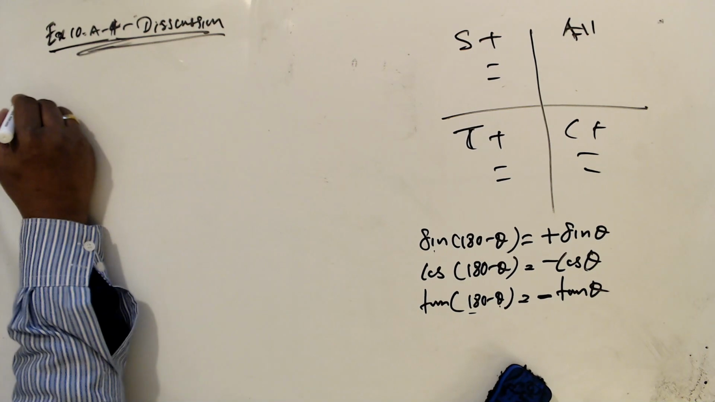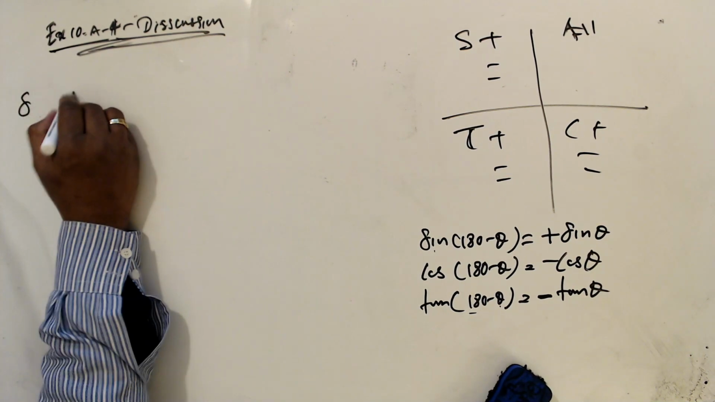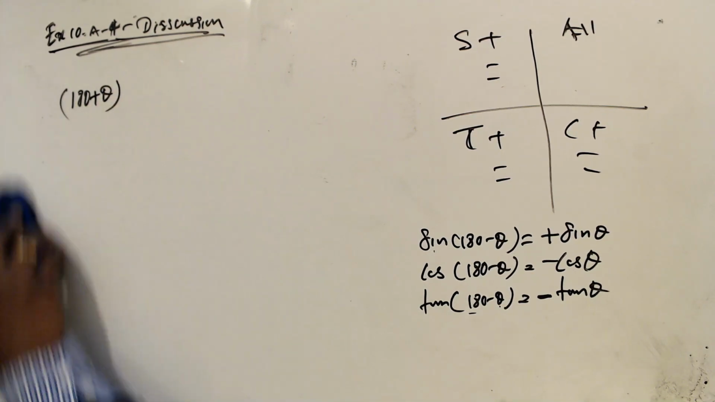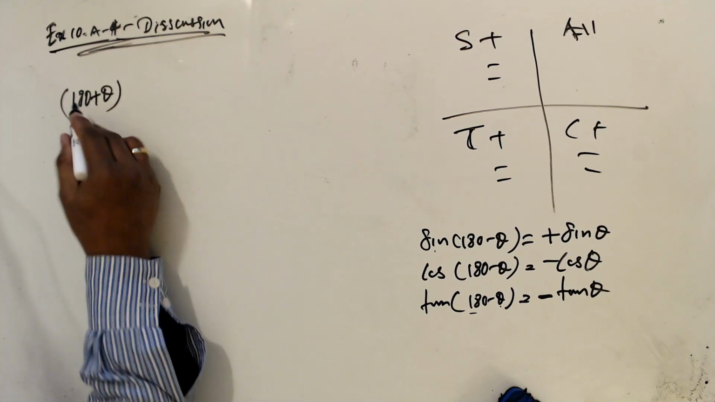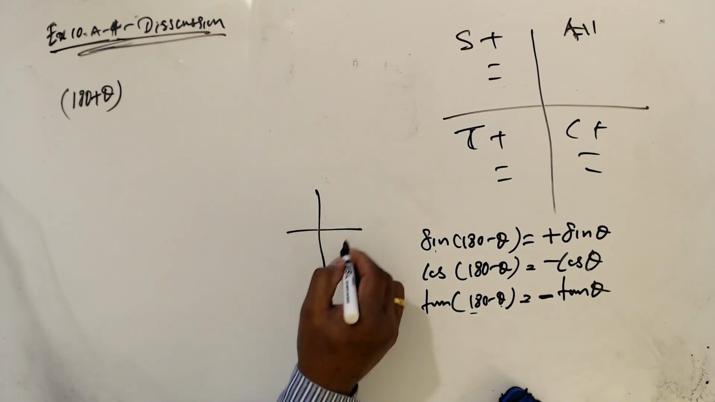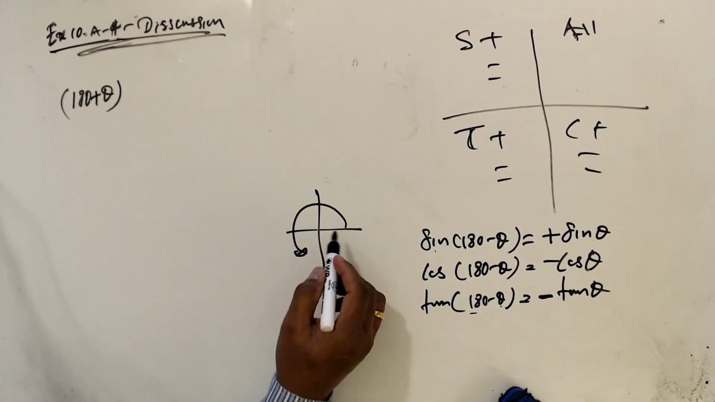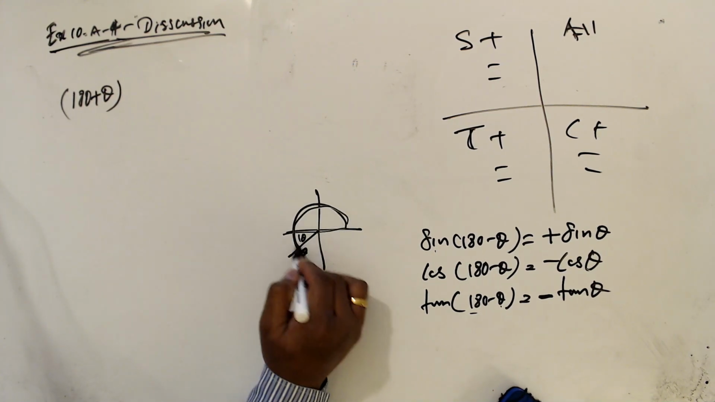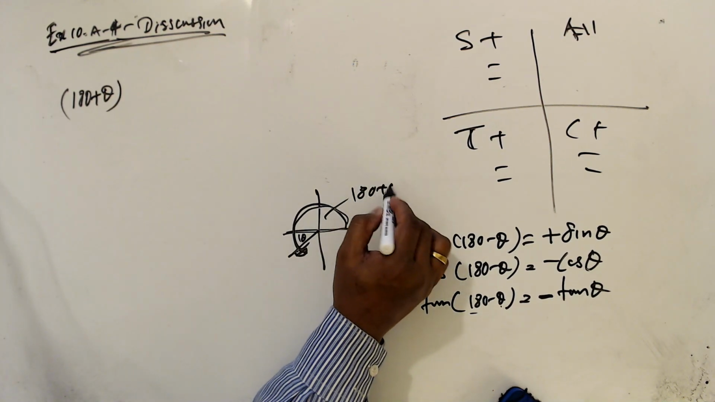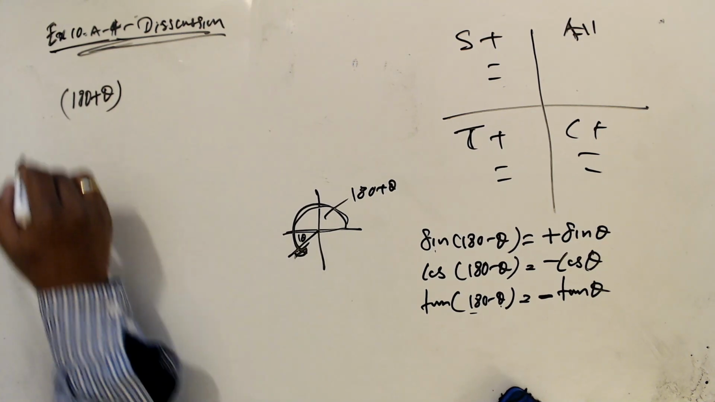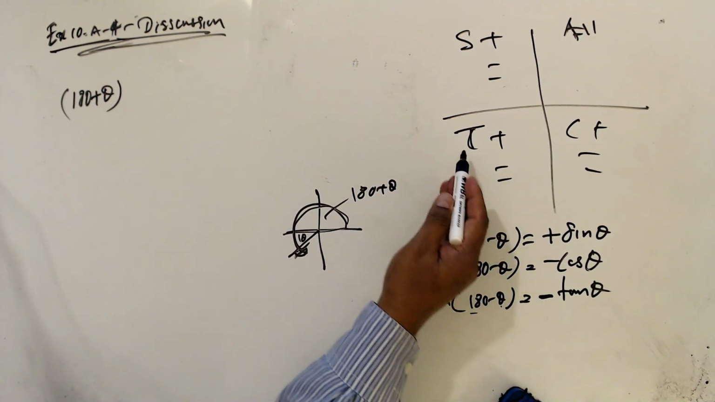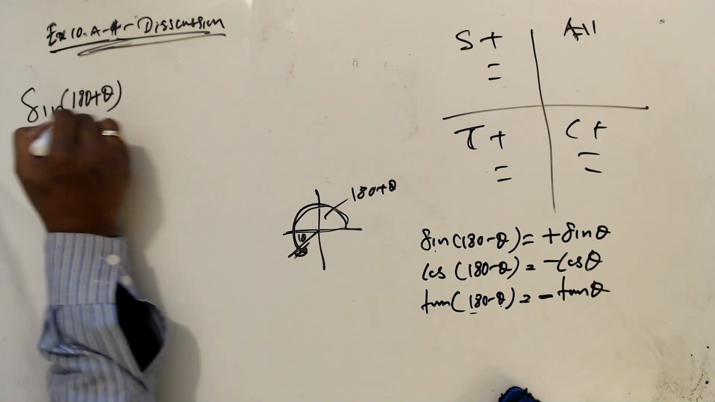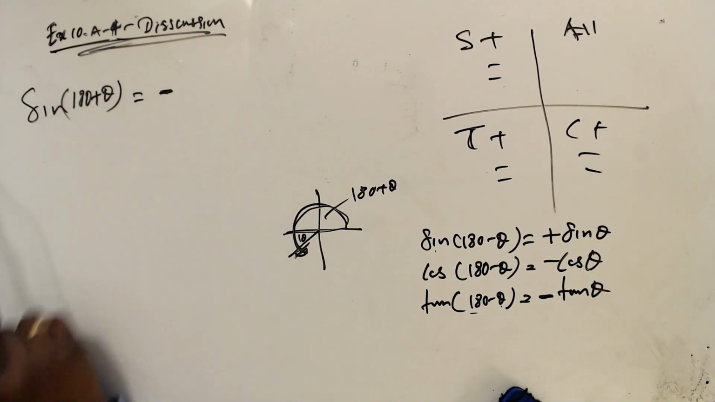Now we'll discuss the 180 plus theta angle. Where does this 180 plus theta lie? On the third quadrant, 180 and another theta. So this is 180 plus theta. In the third quadrant, what can you say about sine? Only tan is positive, then sine is negative.